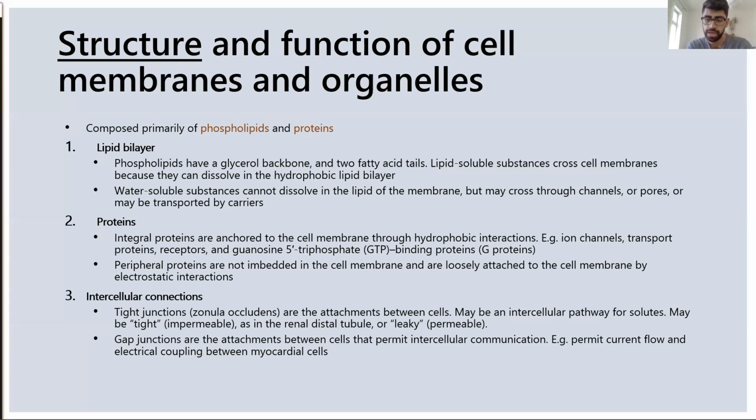Gap junctions are slightly different. These are larger gaps, larger junctions between adjacent cells to permit, again, intercellular communication. A typical example here is between myocardial cells, where we have current conducting through the working myocardium and the conductive myocardium. So we need to have gap junctions in abundance to allow for the rapid flow of current through the myocardial cells to allow for excitation and then contraction.